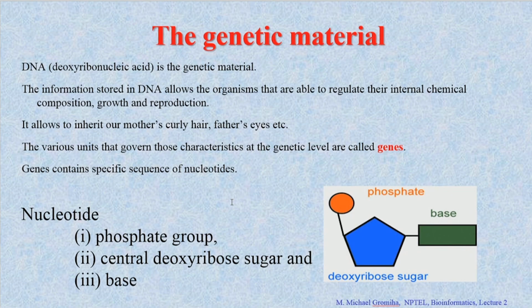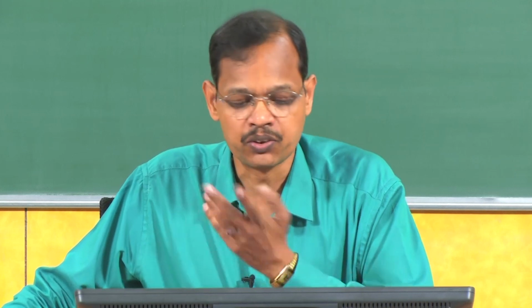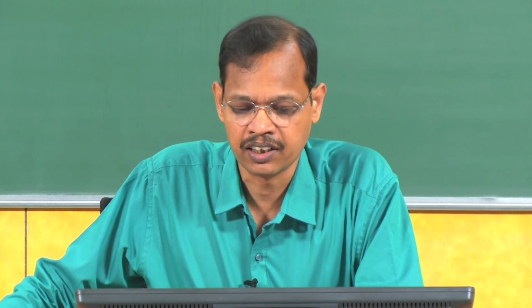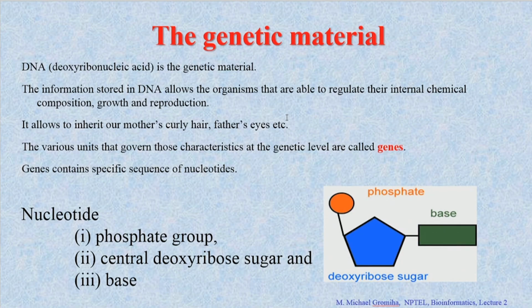If we talk about the DNA, it is genetic material and the information stored in the DNA allows the organisms to regulate their internal chemical composition, growth as well as reproduction. For example, it allows mother's curly hair and father's eyes and so on, that we know as getting the genetic information. So, the various units that govern these characteristics at the genetic level are called genes. There are several genes and collectively they form a genome sequence.